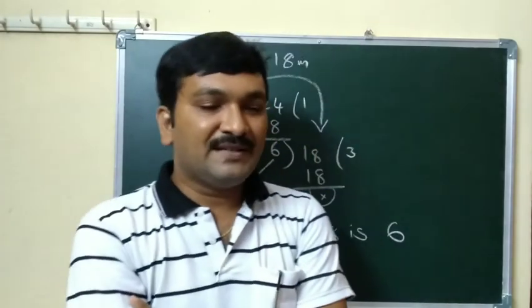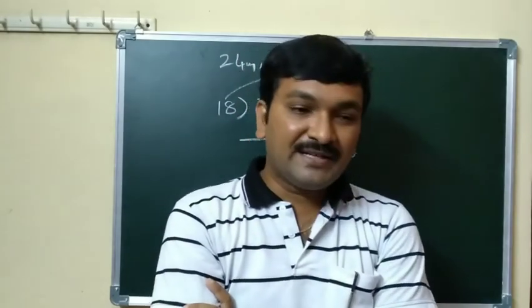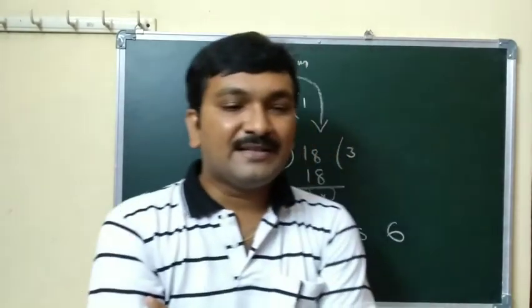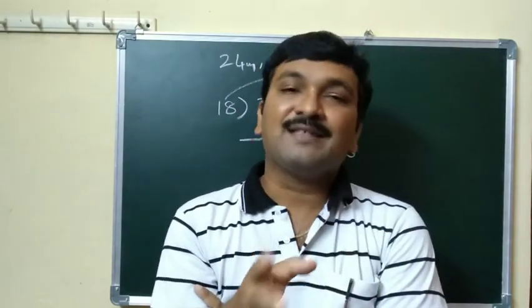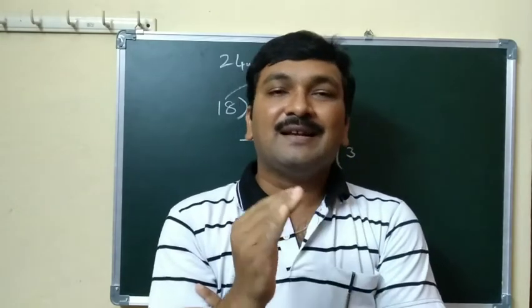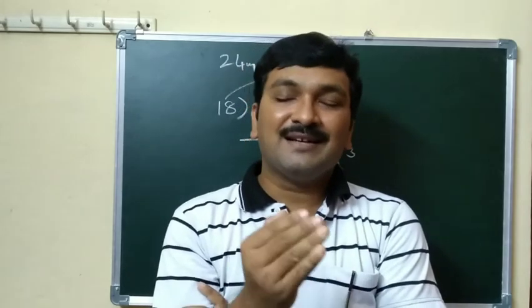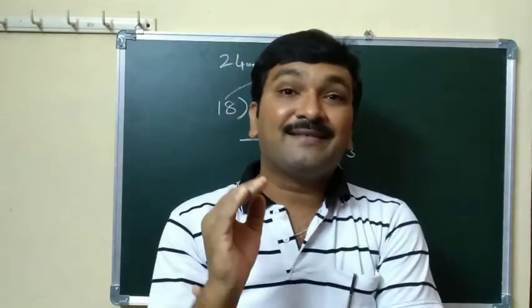Next we went to the decimals: terminating decimals and non-terminating decimals. In terminating decimals, the denominator is a multiple of 2 and 5, meaning either 2, or 5, or a combination of 2 and 5. Then those fractions are terminating decimals. Non-terminating decimals have two types. One is recurring decimals, where some digits come continuously. Suppose 1 by 3 is 0.33333, so we write 0.3 bar. Those are called recurring decimals.